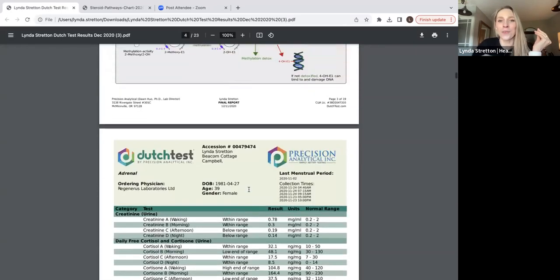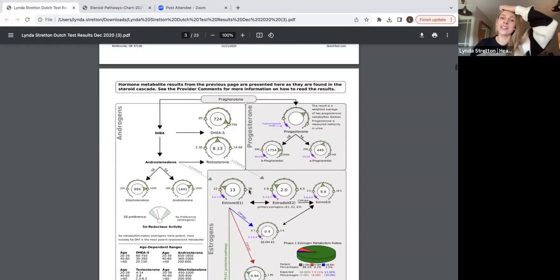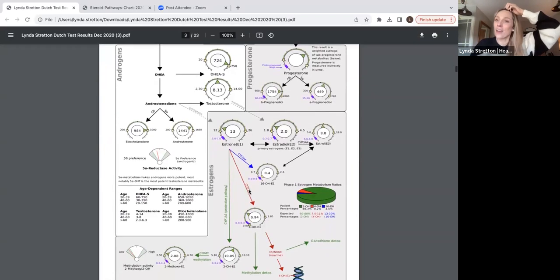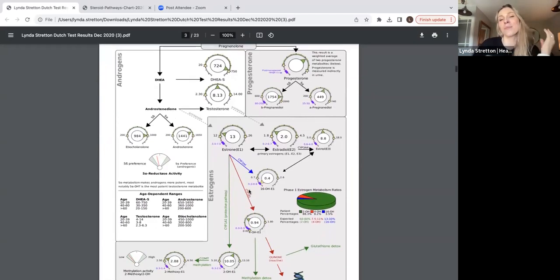That's an overview of what we get with the Dutch. So I just wanted to put that there so you can go, okay, this is what a Dutch is and this is the sort of things I'm going to find out.